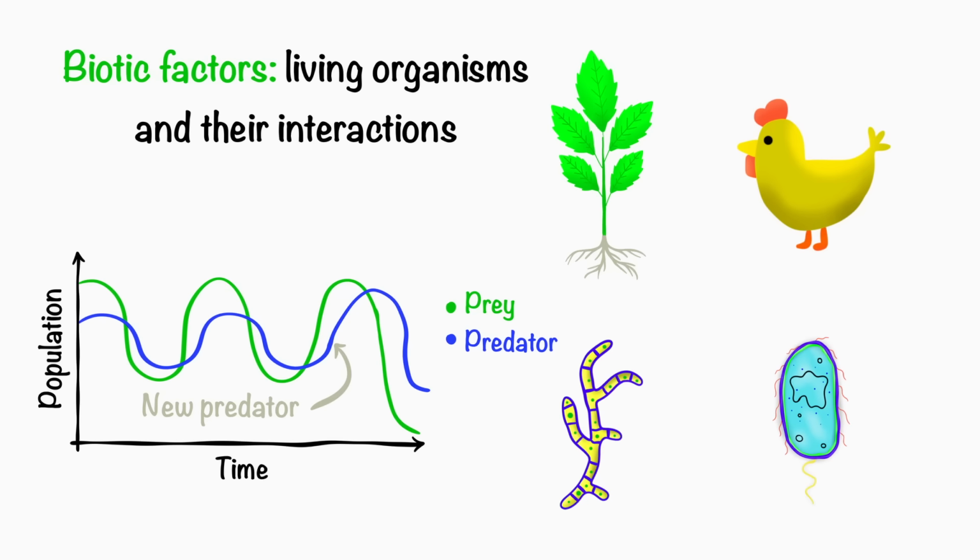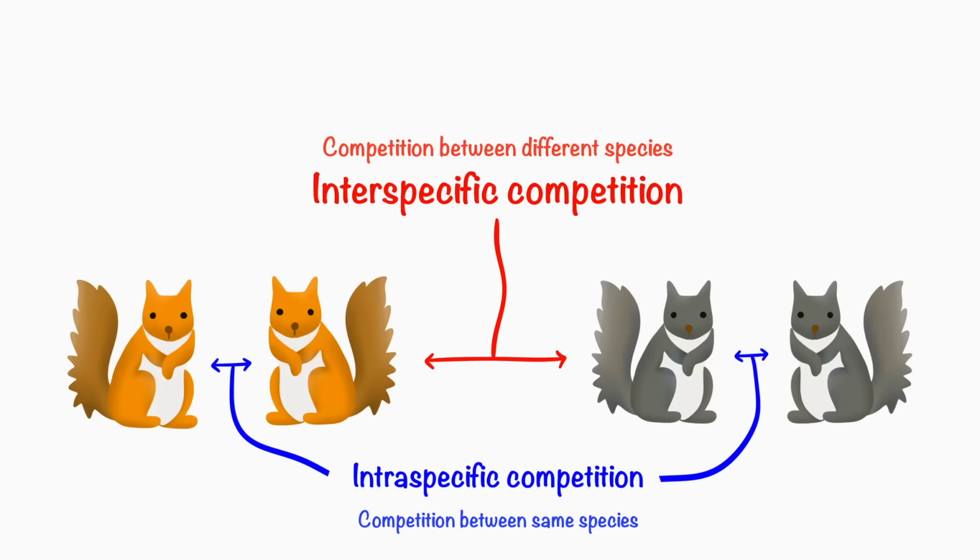The introduction of new predators can dramatically alter community dynamics, sometimes leading to population crashes or extinctions. Competition occurs when organisms require the same limited resources. This competition can be intraspecific between members of the same species or interspecific between different species occupying similar ecological niches.